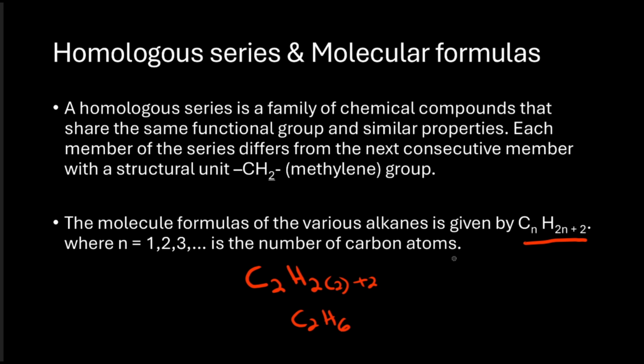So this will give us C2H6. And then we can also have an alkane with, let's say, 30 carbon atoms, and then we would have to add 2 times 30 plus 2, and so this will give us C30H62. So this formula is used in finding the number of carbon and hydrogen atoms that makes an alkane saturated.